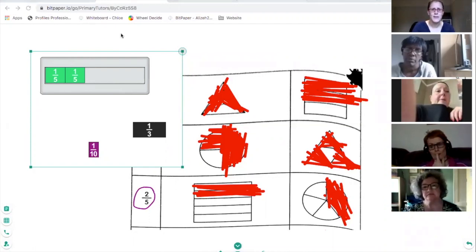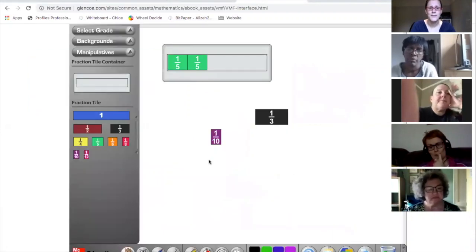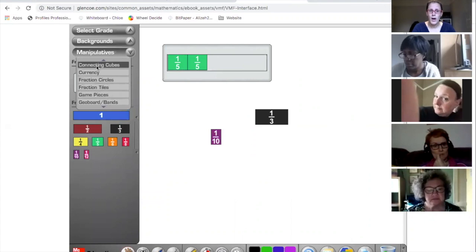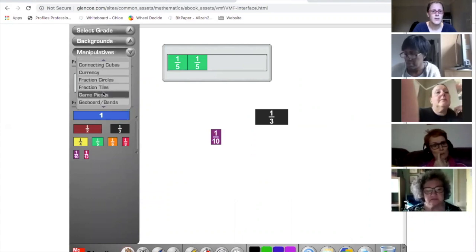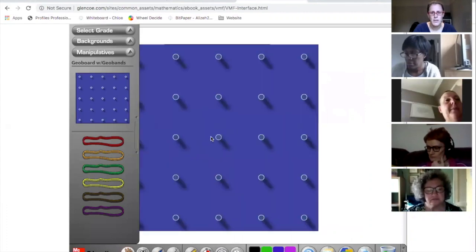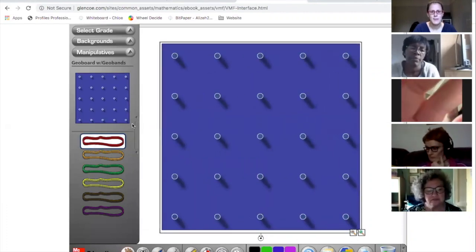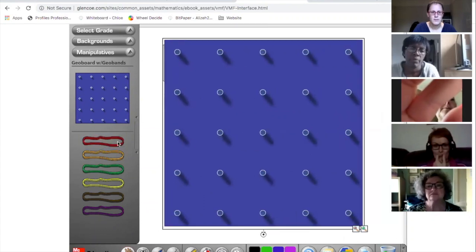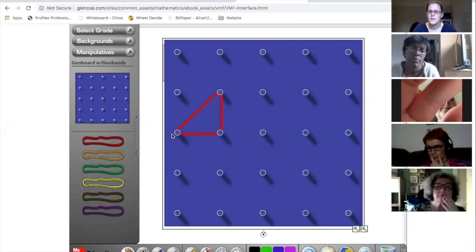So this website, I think, is absolutely fantastic for fractions. It's worth exploring. It's got other things as well. You've got geoboards. So you can drag a geoboard on, and you can use elastic bands to create shapes, and then you can sort of split it out. So again, not the same, but similar.